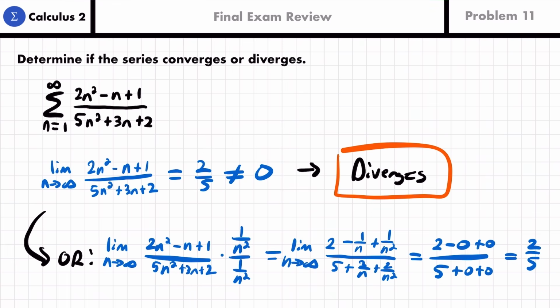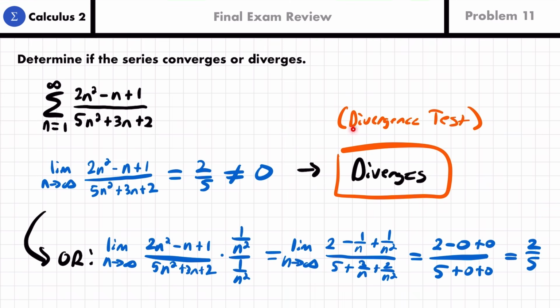That's why I recommend that you learn those rules for evaluating limits at infinity for an expression like this, because it's quicker and will save you time that you can spend on other problems on your exam. Okay, but the result is the same. When you take the limit as n approaches infinity of that nth term from the series, you don't get 0, you get some other value, in this case 2/5. So from the divergence test, we know that this series diverges.